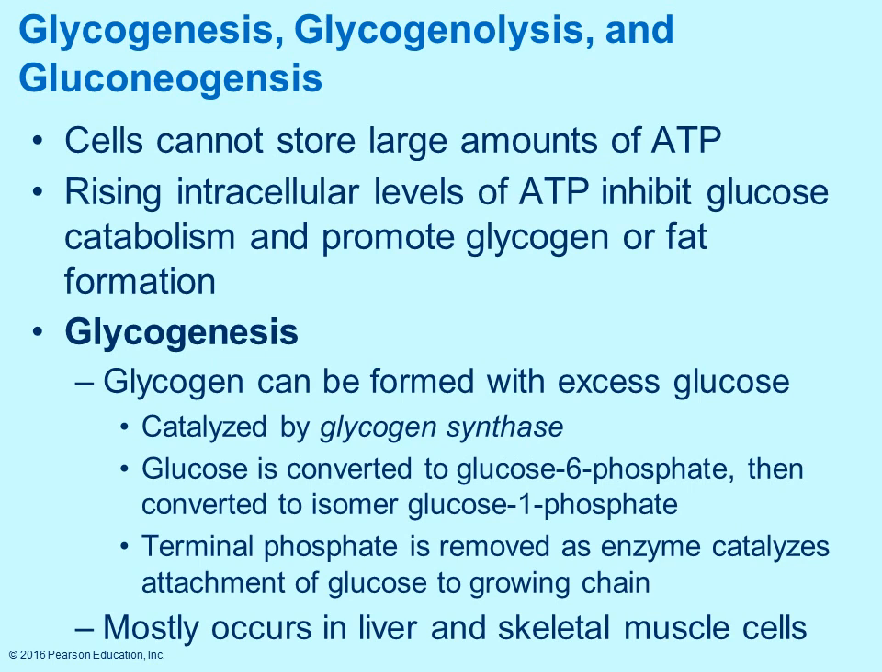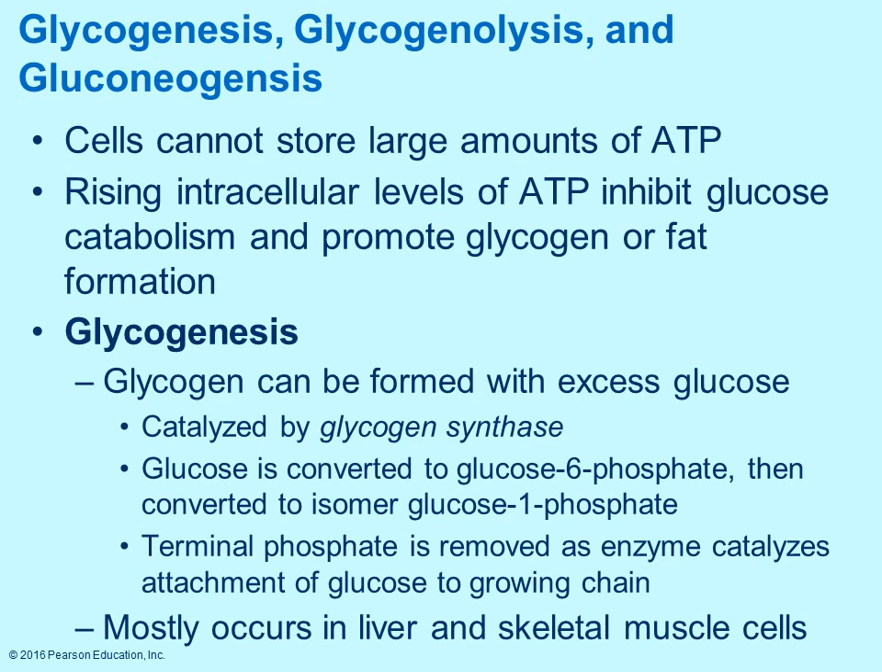Now, cells can't store a large amount of ATP, so as the levels of ATP start to rise, it's actually going to inhibit the breakdown of glucose because you don't need any more ATP. Instead, it's going to promote, okay, we have enough ATP, we don't need to break down any more glucose, so let's store the glucose as either glycogen or fat. And that's exactly what's going to happen.